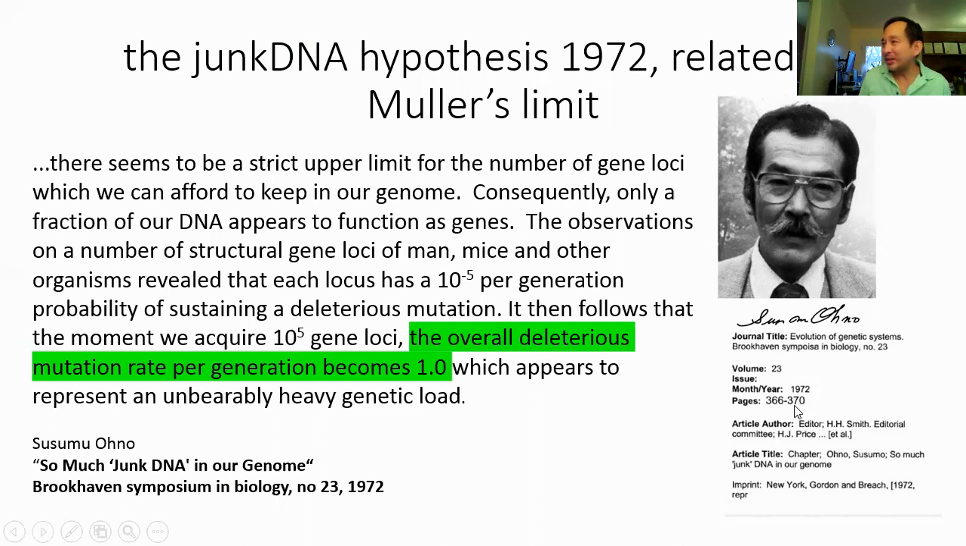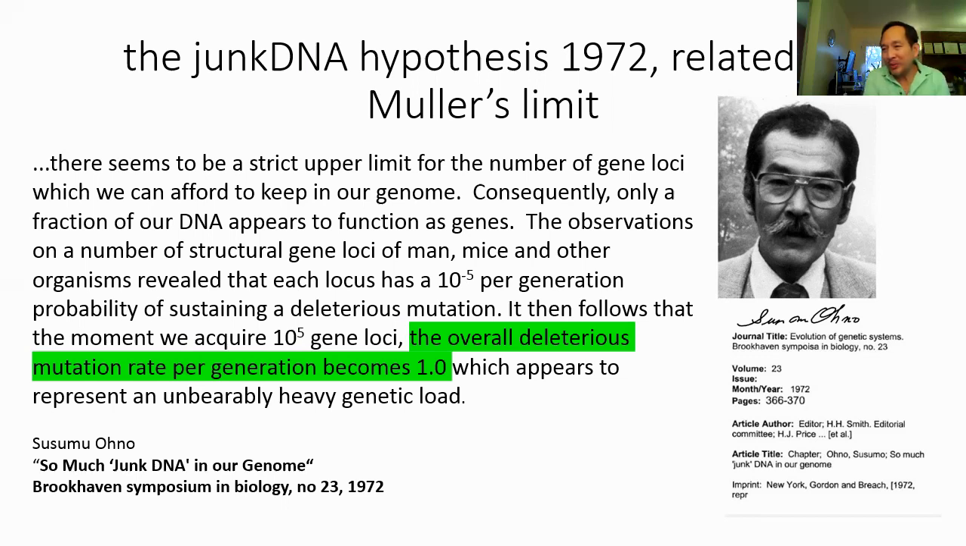Junk DNA theory was put forward in this paper in 1972 by Susumu Ohno, and he makes reference to this Muller limit. This is what he had to say: there seems to be a strict upper limit for the number of gene loci which we can afford to keep in our genome. Consequently, only a fraction of our DNA appears to function as genes. The observations on a number of structural gene loci of man, mice, and other organisms reveal that each locus has a 10 to the -5th per generation probability of sustaining a deleterious mutation. It then follows that the moment we acquire 10 to the 5th loci, the overall deleterious mutation rate per generation becomes 1.0, which appears to represent an unbearably heavy genetic load.